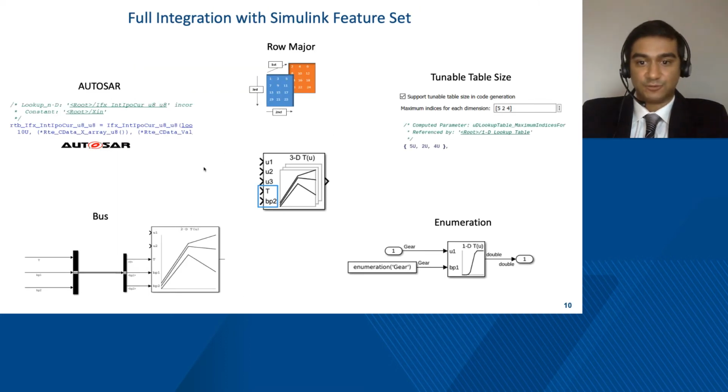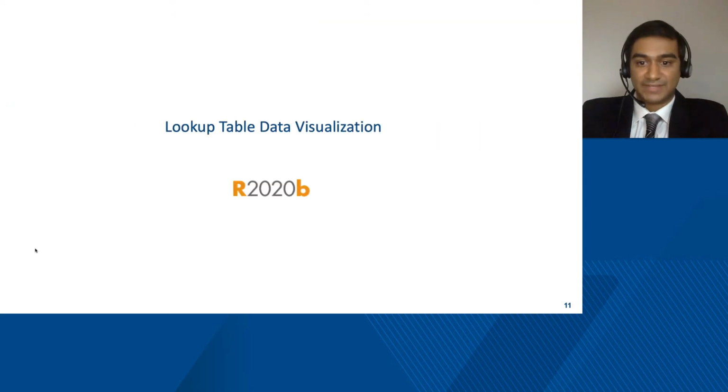This feature offers full integration with existing feature sets like AUTOSAR, row major, tunable table size, enumeration, and bus. One which I would like to highlight is the bus capability. Now that the lookup table data is in the form of signals, Simulink buses provide a powerful way to organize these signal lines, both while modeling and in the Simulink code generator. Lookup table investments are along 2 dimensions, features and user interface. Next, Apurv is going to talk about the UI enhancements that we've been working on.